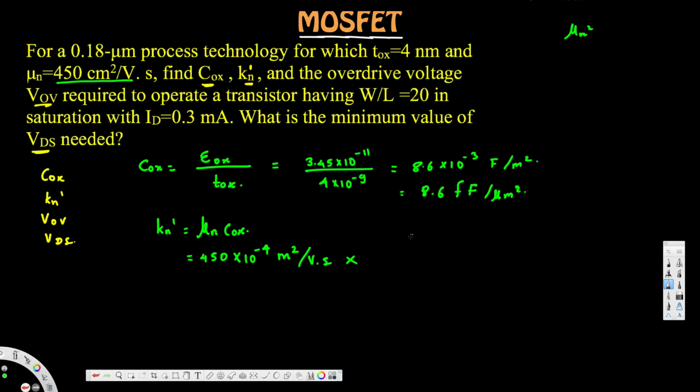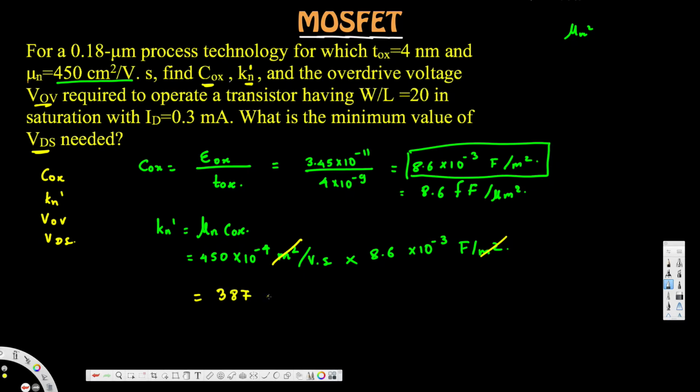I am picking up the first one. That's 8.6 times 10 to the power of minus, that's COX. We calculated COX, 8.6 times 10 to the power of minus 3 farad per meter square. From here you can see this meter square cancels, and if you multiply and calculate this one, you're going to get 387 times 10 to the power of minus 6 amperes per volt square. 10 to the power of minus 6 is micro, so this is going to be 387 micro ampere per volt square. This is our Kn prime.